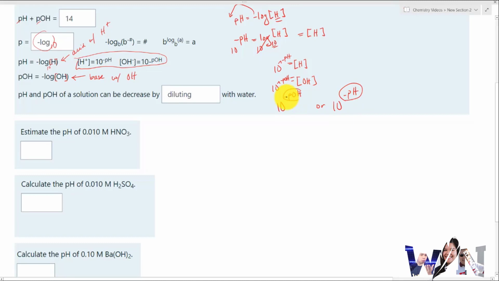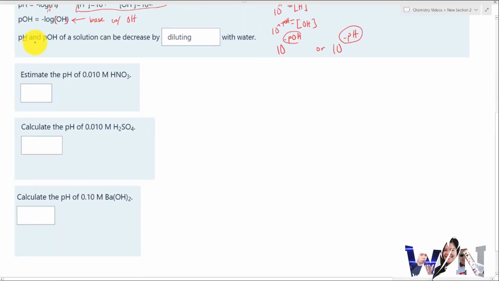Now, if you are given pH and pOH, can you decrease the values of pH and pOH? And one obvious thing to do is by diluting with water, basically adding more water to it, okay? So if they ask you, how can you decrease pH or pOH? You just add water. Again, this is talking about the concentration. So if you add more water, the concentration decreases.